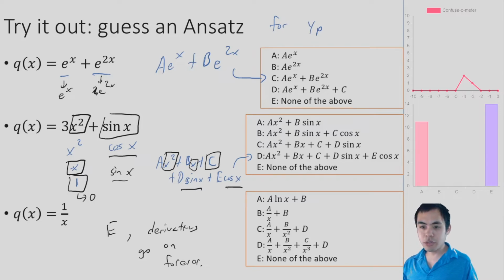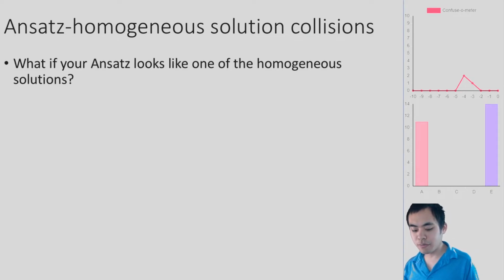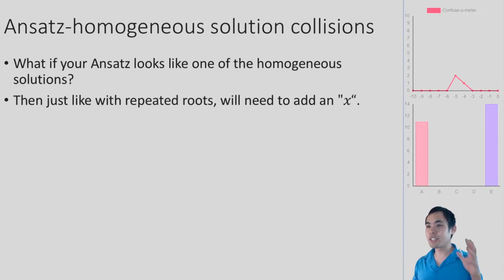Okay, let's do a couple more. Oh, sorry, let me give you another important fact, which is what happens when you have a collision between your guess and your homogeneous solution. What happens if your ansatz, your guess, looks like one of your homogeneous solutions? Well, then just like with repeated roots, we just need to add another x onto it.